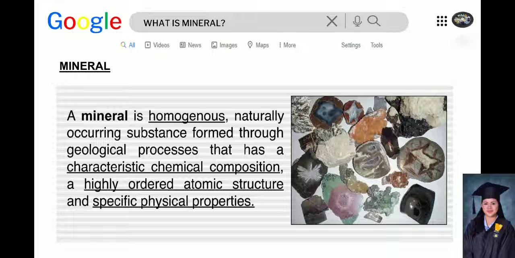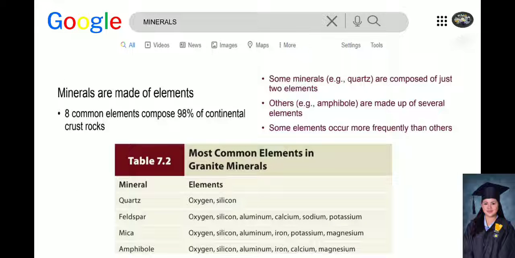In order to understand how rocks vary in composition and properties, it is necessary to know the variety of the minerals that commonly occur in them. And to identify a rock, it is necessary to know which minerals are present in it. So, minerals are made of elements. The eight common elements compose 98% of continental crust rocks.